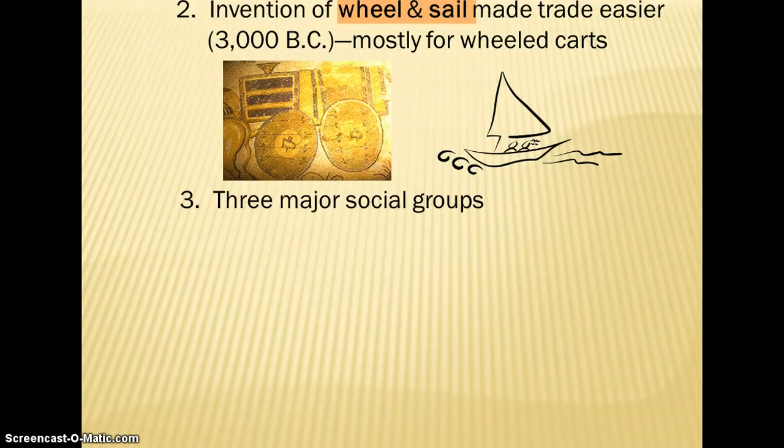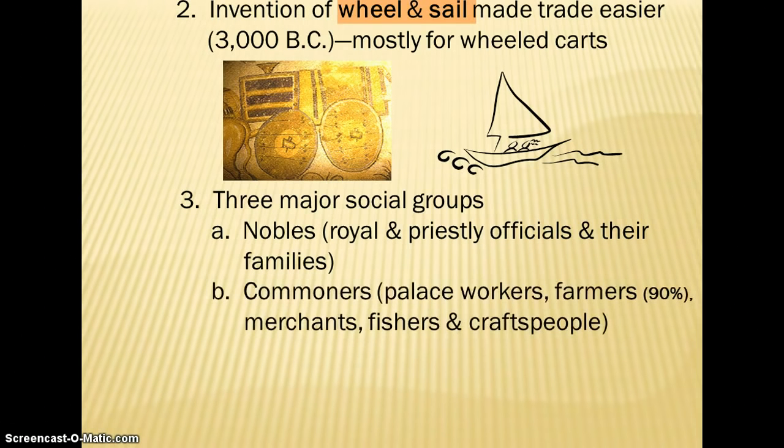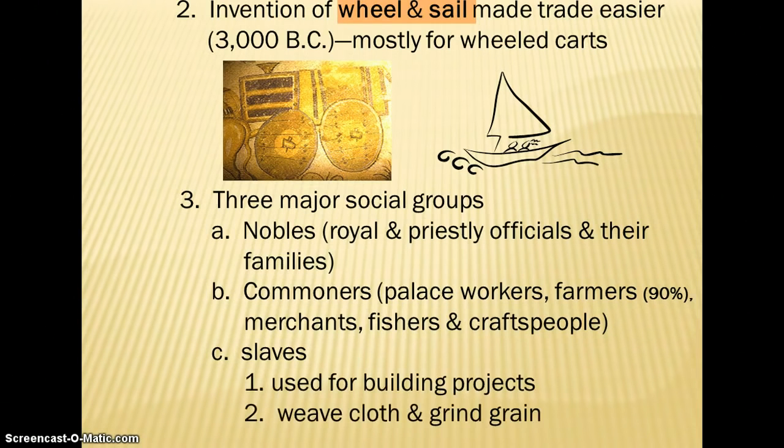There were 3 major social groups: upper class, which were the nobles. It was the king and his family and the priest and his family. Everyone else, commoners, anybody that had a skill, were merchants, fishers, craftspeople, or 90% of the population were farmers. And the lowest was slaves. So this is a very common social class system. And the slaves were in charge of building those large temples, weaving cloth, especially the wool, and grinding some of the grain that they would use, and for farming some of the land.